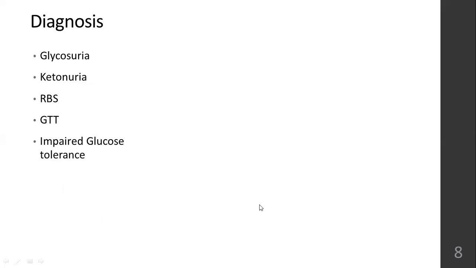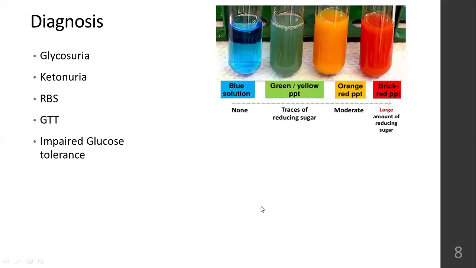Coming to the diagnosis, glycosuria: checking if urine has too much glucose, Benedict's test is done. There is a Benedict's solution which is blue in color. You take the urine sample, mix an equal amount in Benedict's solution, and heat the test tube.